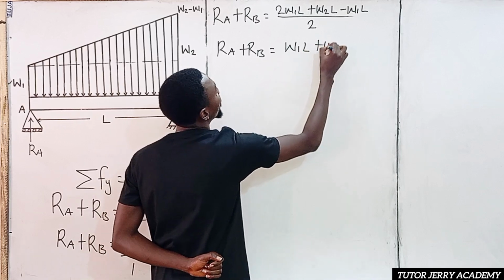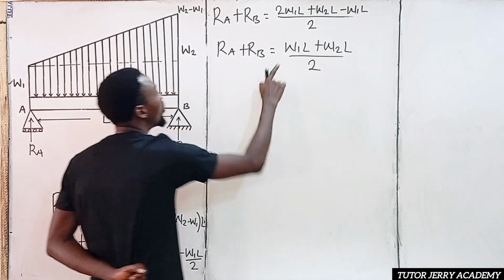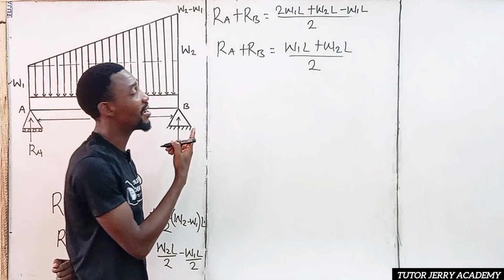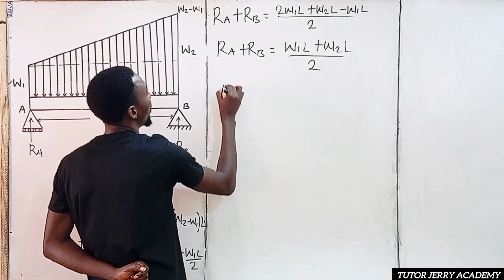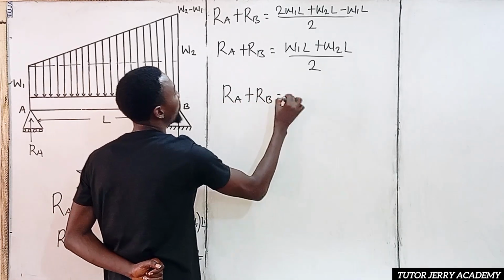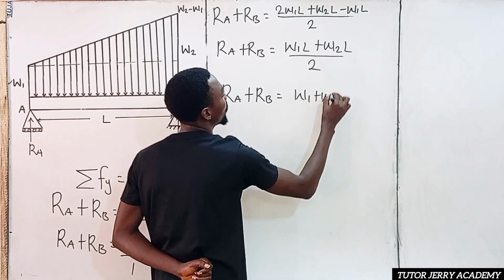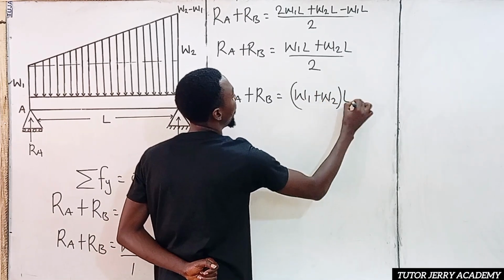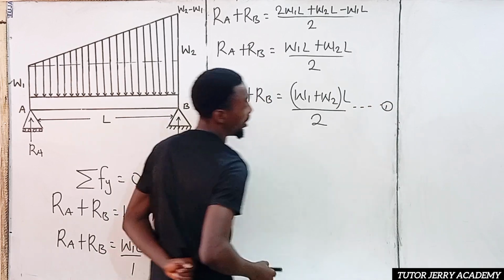W1L plus what? W2L all over what? 2. Alright. So as you can see, we observe that L is common. We can factor out L. So we can therefore say R subscript A plus R subscript B will be equals to W1 plus W2 into L, everything all over what? 2. So let's call this one equation number 1.